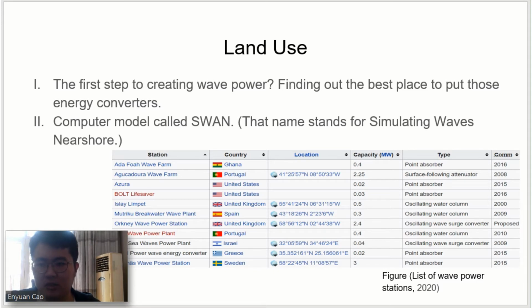This picture shows the most power stations that run on wave power. Wave converters are classified into 8 types based on the technology used.